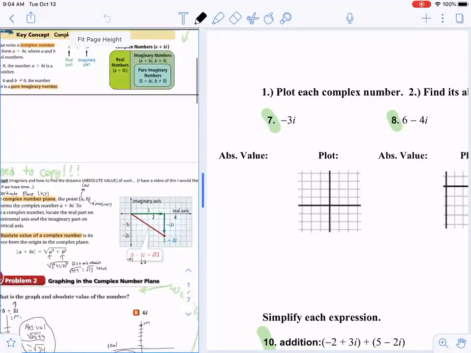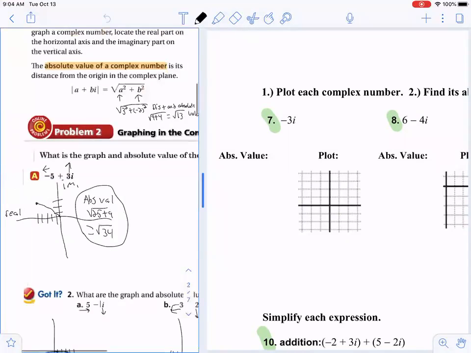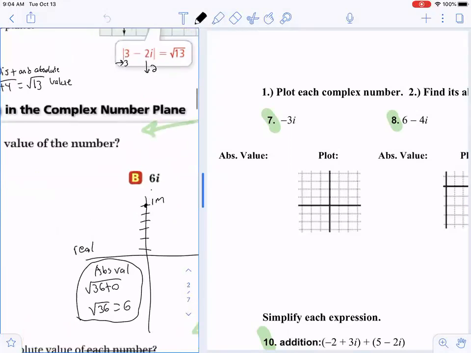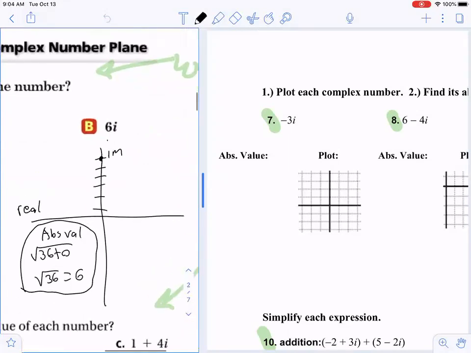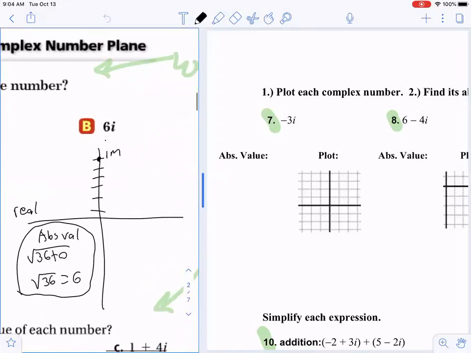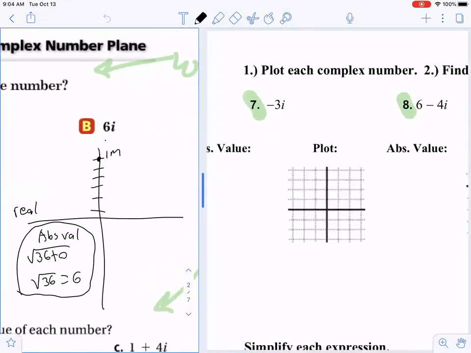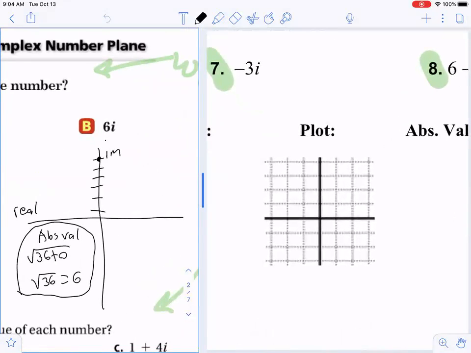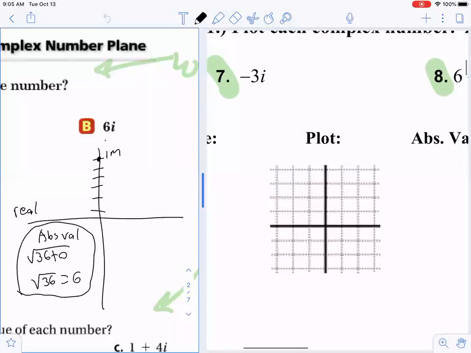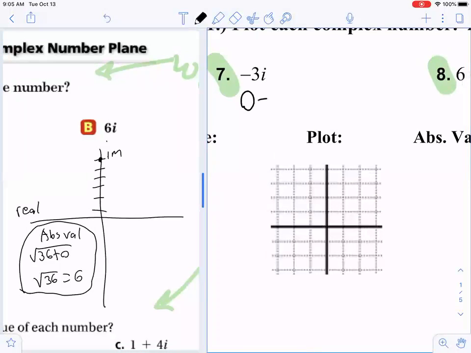Zoom it down. Go to part B there. Not that one. Go to part B. Notice how this one lines up exactly with number 7. So there was no real part. The real part was 0. So you went over 0 and up 6 in your notes. So since there is, can you write on this problem, would you write 0 minus 3i so people understand what I mean by the real part being 0?